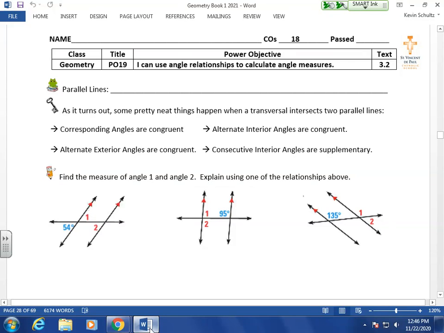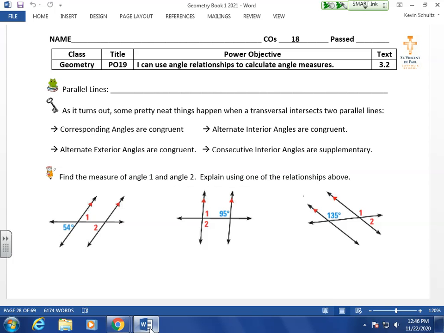I'm here with you going over PO19, using what we talked about in CO18, those angle relationships with a transversal. But now we're going to focus on what happens when you've got a transversal with parallel lines. We've prefaced this a couple times before: parallel lines really give us some cool relationships. That happens here with a transversal.